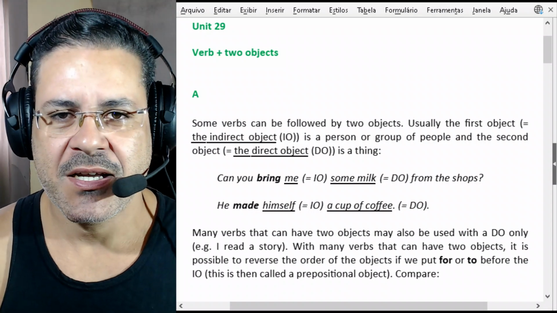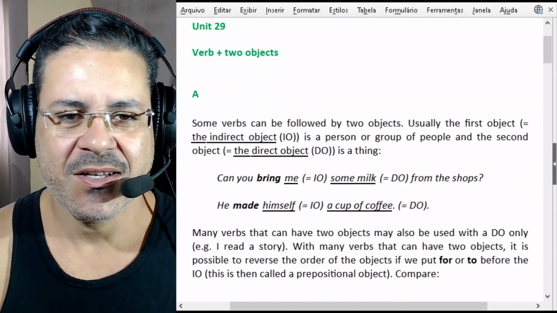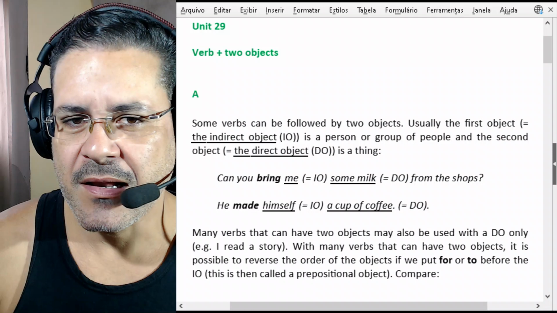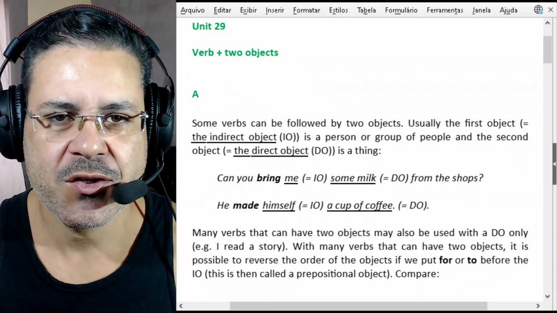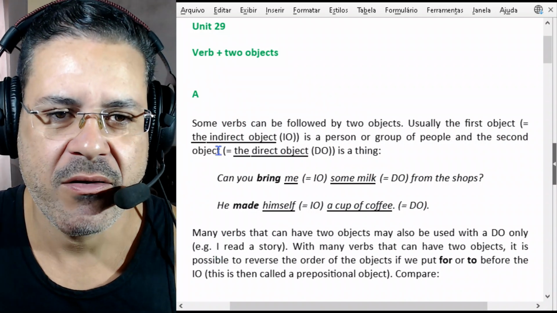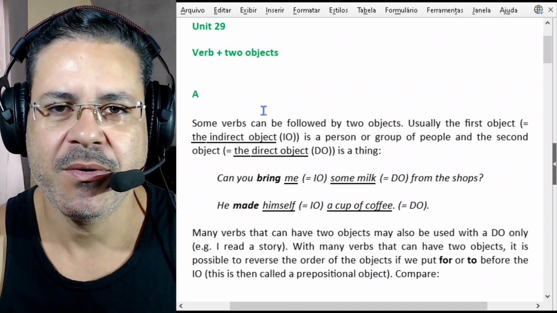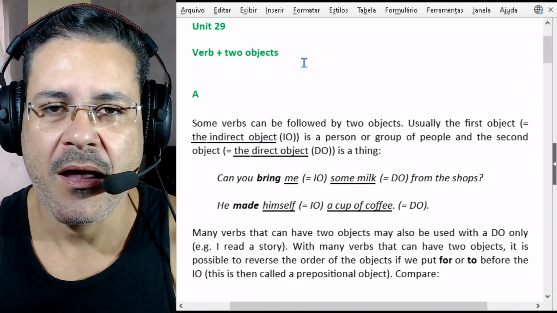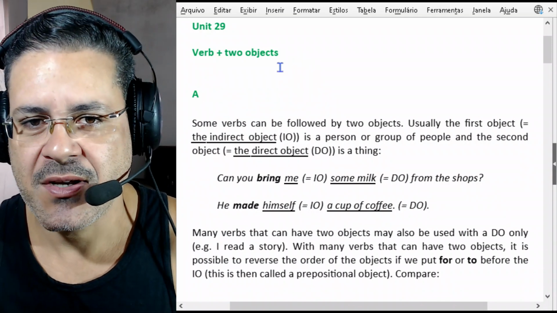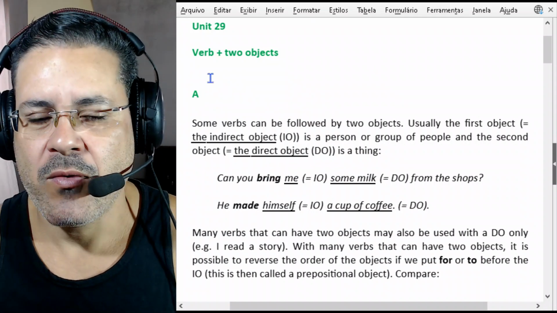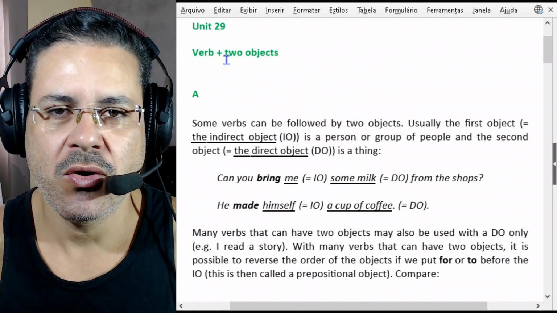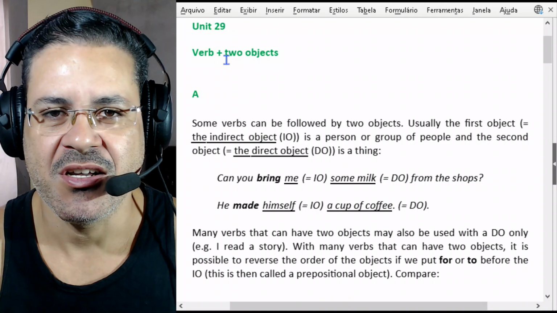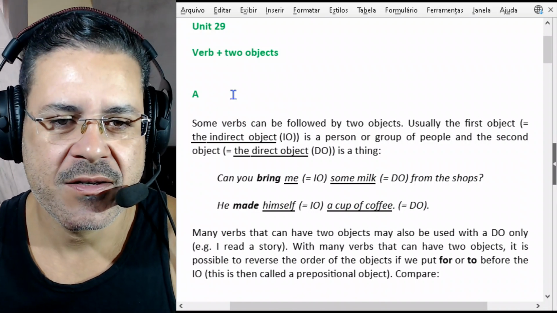Okay, without any further ado, let's get started with the lesson. This is unit 29 of our series. Basically, we're going to be talking about the verb and its object, in that case in relation to verb plus two objects. Okay, this is section A.